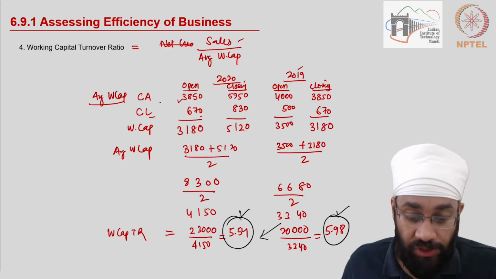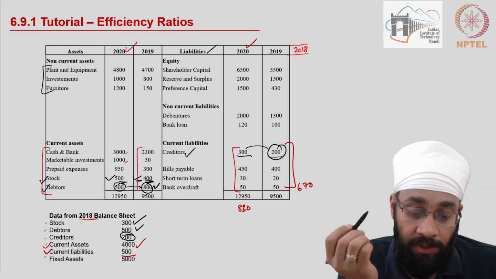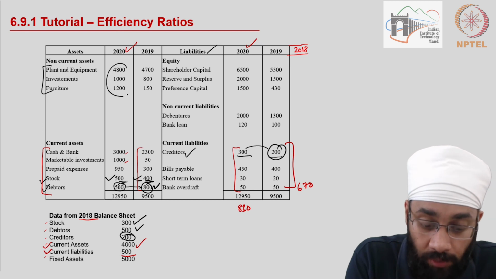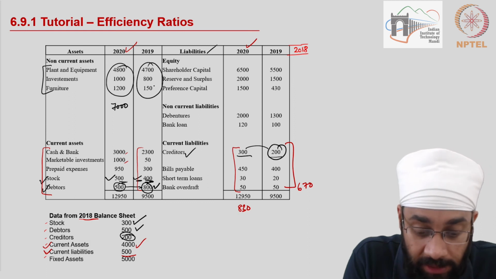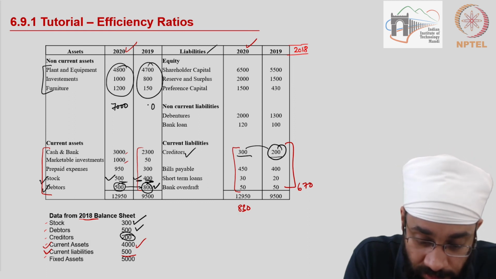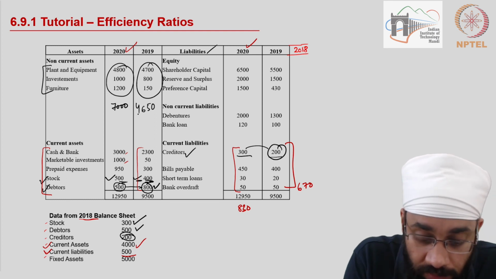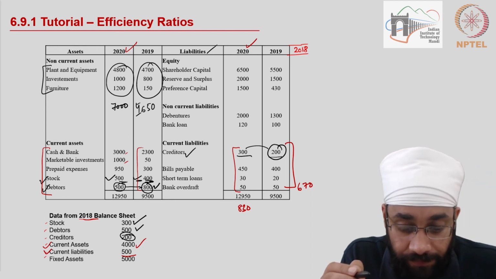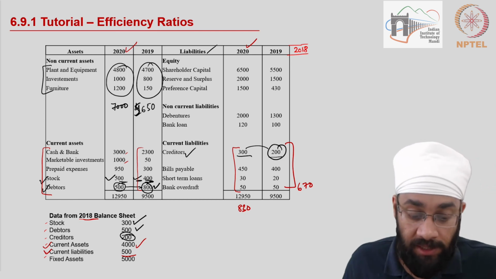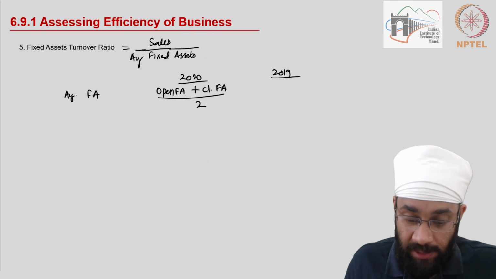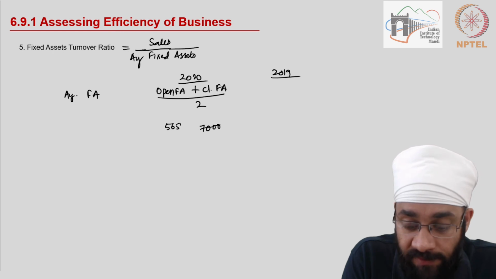So let's go back to our balance sheet and look at the balance of fixed assets. These are the non-current assets, the fixed assets that we have. For 2020, the closing balance is 7,000. And for 2019, the closing balance comes out to be how much? Sorry, it's 5650. That's right. So 5650 and 7,000 are the two balances. So let me just bring those balances here. 7,000 was the closing balance here, and 5650 was the opening balance.